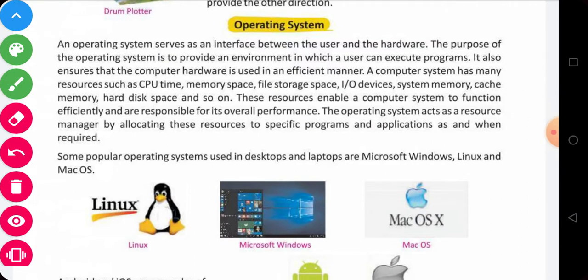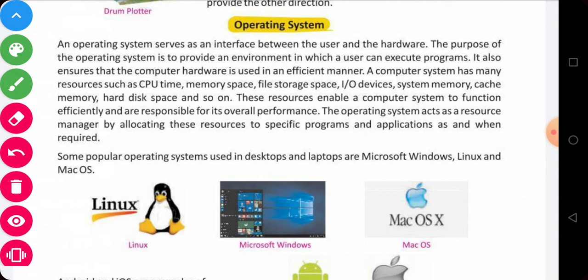Now we are moving on to the next topic, which is called operating system. What is an operating system? An operating system is a type of software which provides an interface between the user and hardware. Also, the operating system operates various hardware of a computer system. It tells the various hardware how to operate and how to use any information requested by the user.